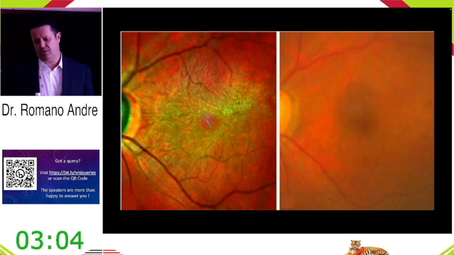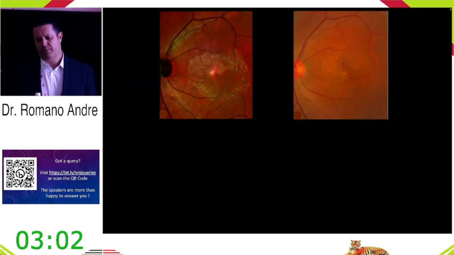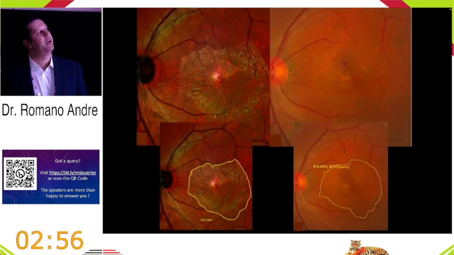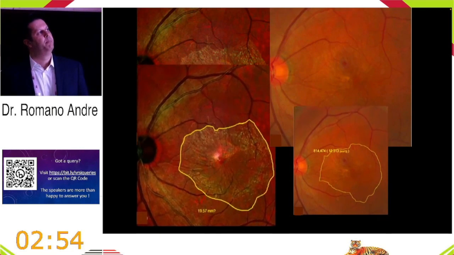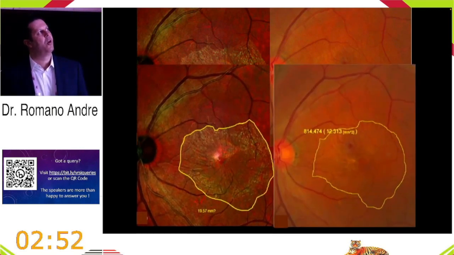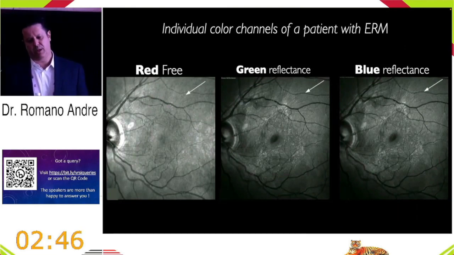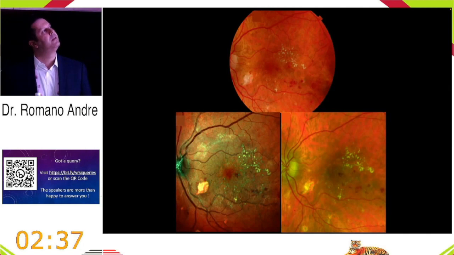You can see the details of the epiretinal membrane. Furthermore, in this case you can really see the membrane. You can measure the membrane better in the true color compared to the color photography. As you've seen, we can individualize the color channel of patients and assess the epiretinal membrane. And same thing here.